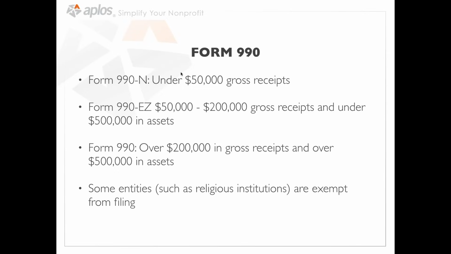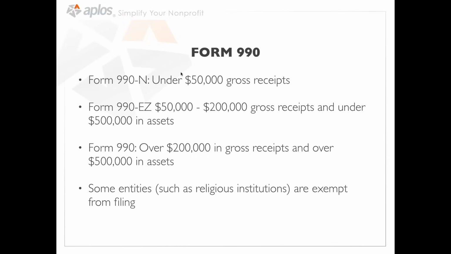When you get over $50,000 of gross receipts, you go into a bucket that is going to file the Form 990EZ. That applies to any nonprofit that has between $50,000 and $200,000 of gross receipts and or under $500,000 worth of assets. So if you had somewhere in the range of 50 to 200 in gross receipts, but you have $1 million worth of assets, it's going to push you over the limit, or vice versa. Less assets but more revenue pushes you over into the full Form 990, which is the form that people need to file if you have over 200 grand in receipts and or over 500 grand in assets.